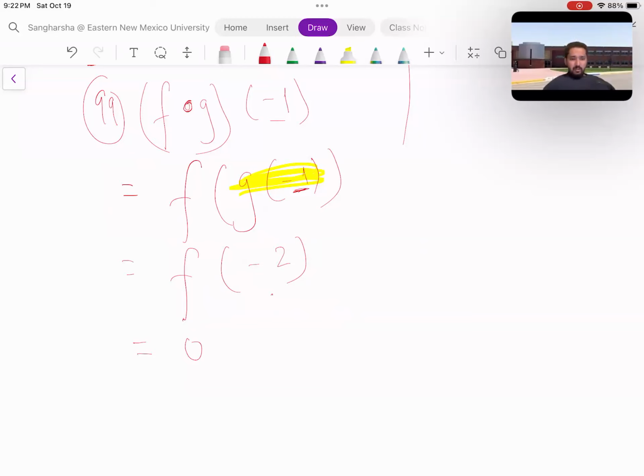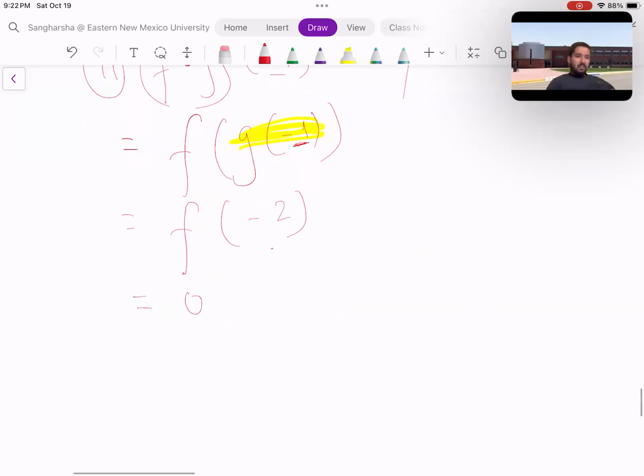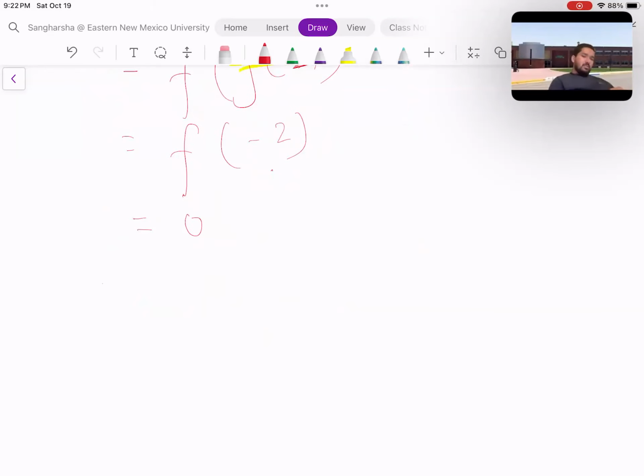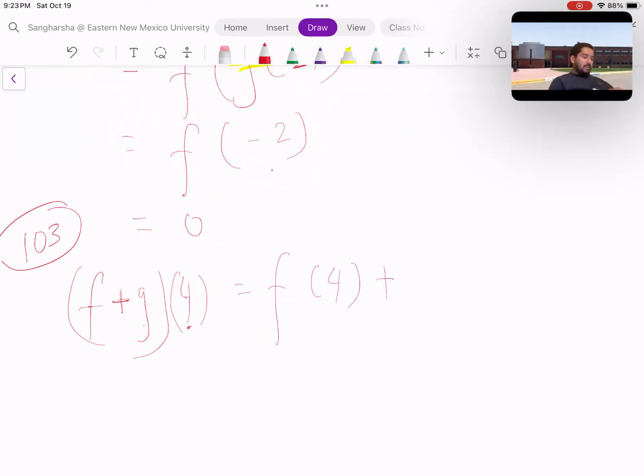103, 105, 107. So in 103, you are asked to find f plus g of 4. How do we find this? It's very similar. We had f plus g of x, okay? And now instead of x, you have 4. But you have the plus sign between two functions. So you are adding f of 4, not f of x now. F of 4 and g of 4.